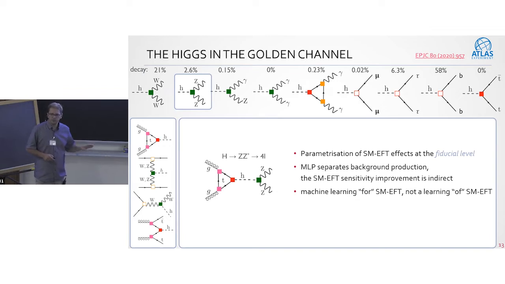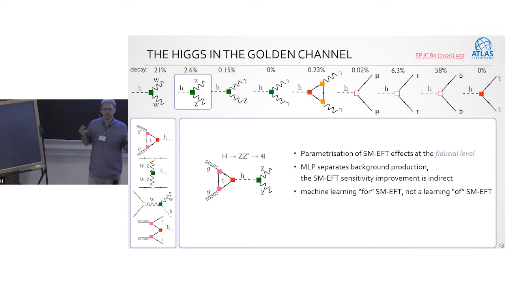We did not assure this. That's the point. This is machine learning for SMEFT measurements. It is in fact a learning of the likelihood ratio of production modes. That's what it always was. It's just a reinterpretation of a production mode.